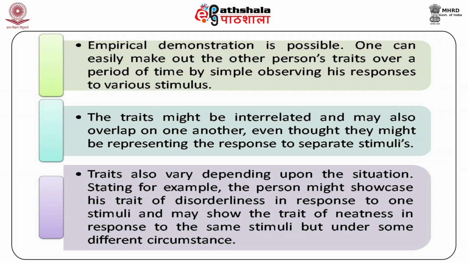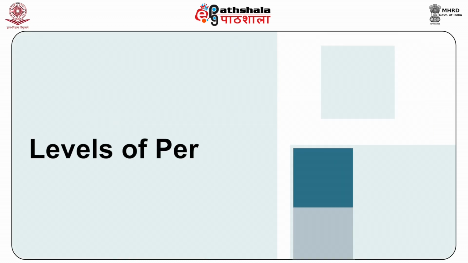Traits are also very dependent upon the stimulus situation. For example, a person might showcase his trait for disorderliness in response to one stimulus and may show the trait of neatness in response to the same stimulus but under some different circumstances. Levels of personal disposition. Personal dispositions are placed on a continuum of importance from center to periphery.